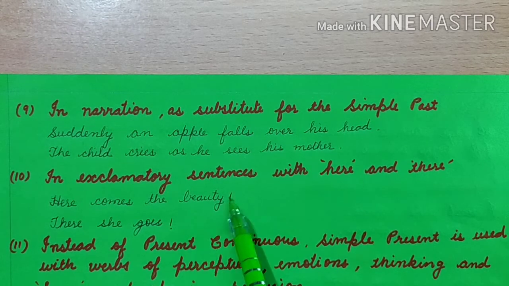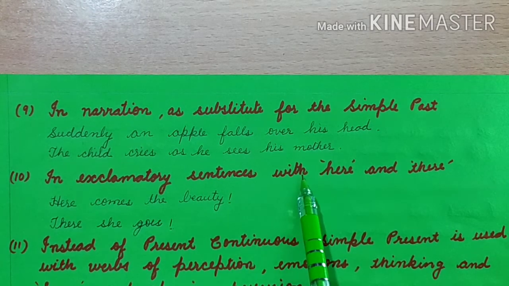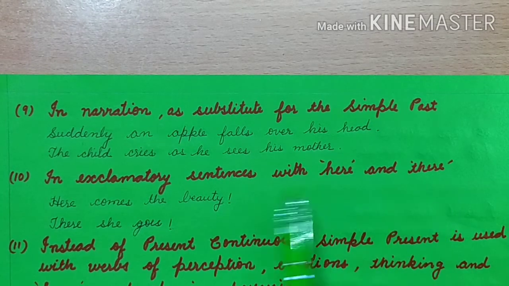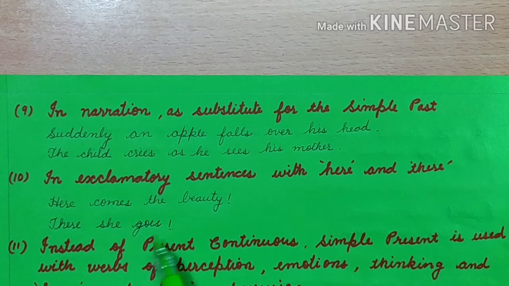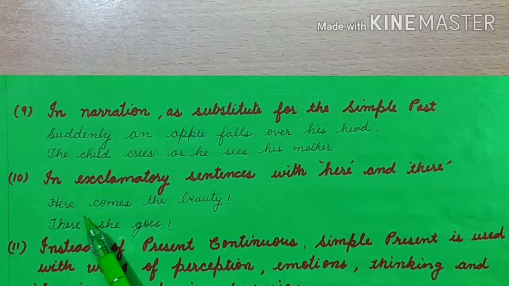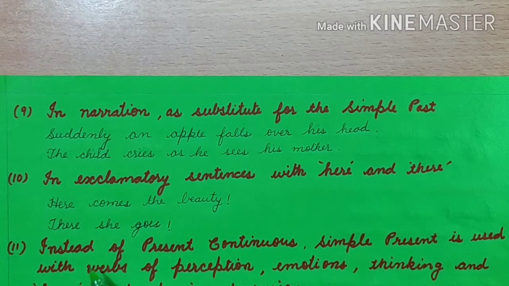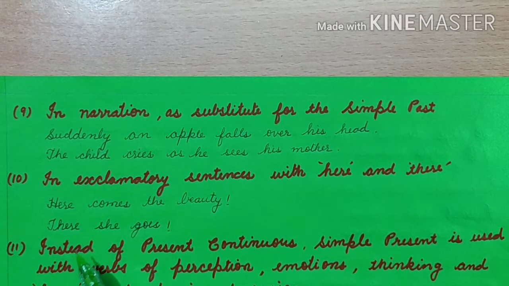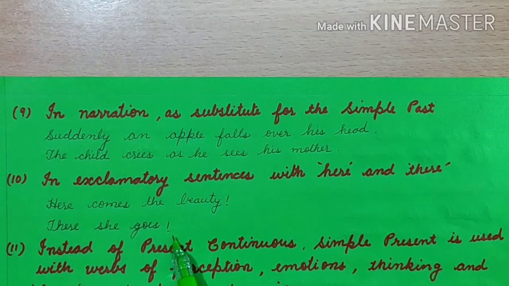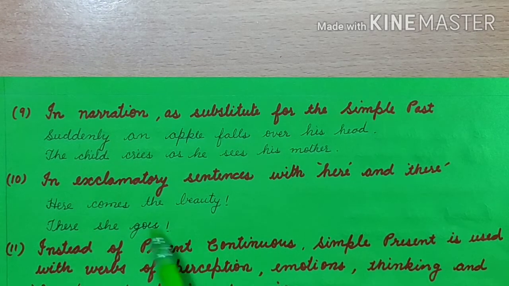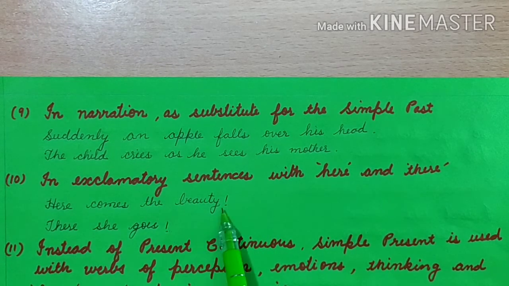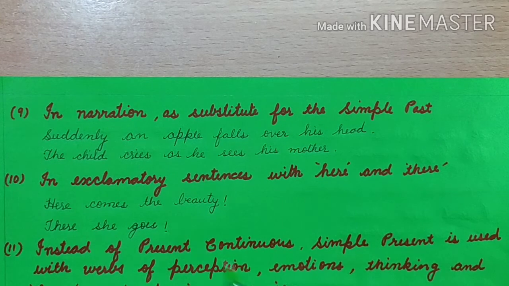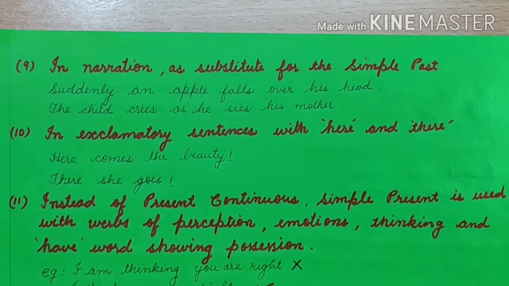An exclamatory sentence, that's very important. These have exclamation marks, and start with here and there, like: here comes the beauty. Showing a pretty lady, one can say here comes the beauty. Then further, like: there she goes. So these are sentences which start with here and there and are exclamatory ones. Okay, so we can use them this way.